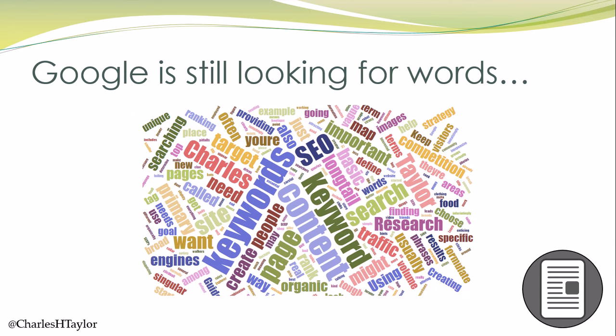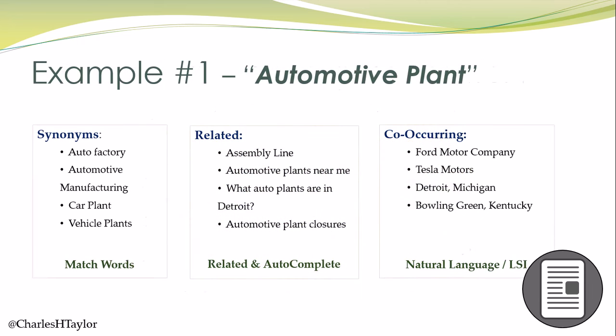So Google's doing that same thing. Google is still looking for words, but they're looking for different kinds of words. They're not just looking for the keyword over and over and over again on your page. They're looking for the other words on the page that will give it more context. So let's go back to our automotive plant as an example.